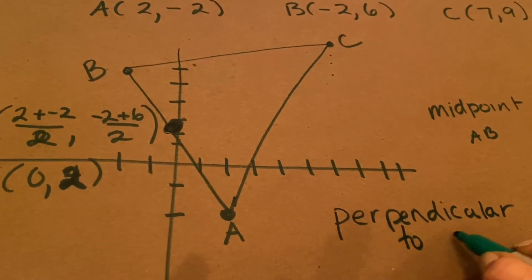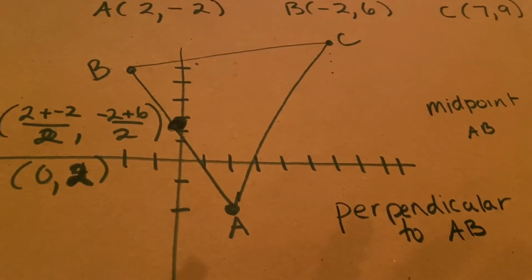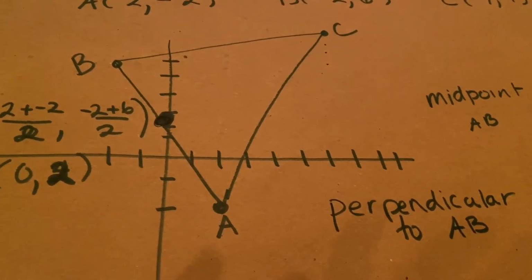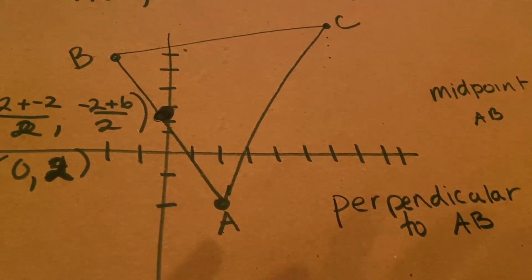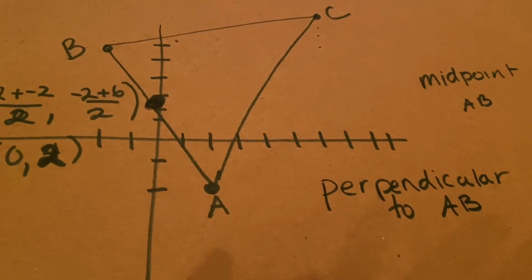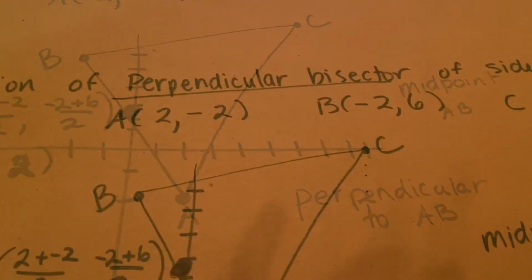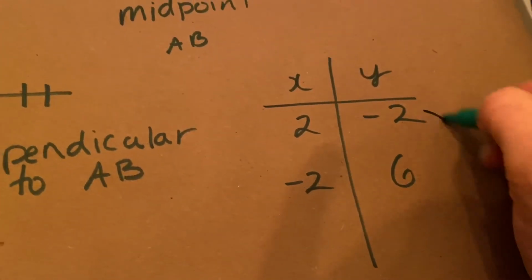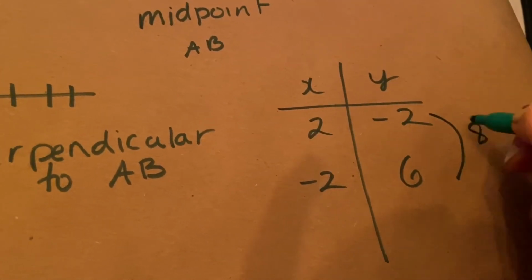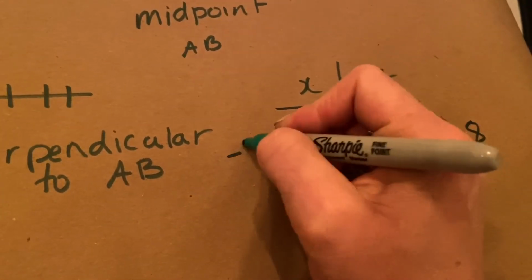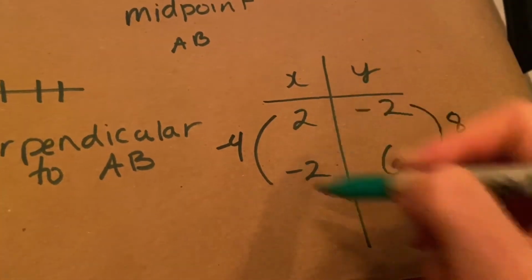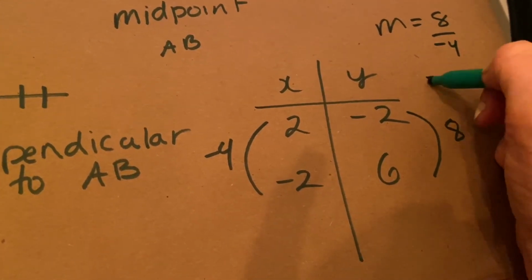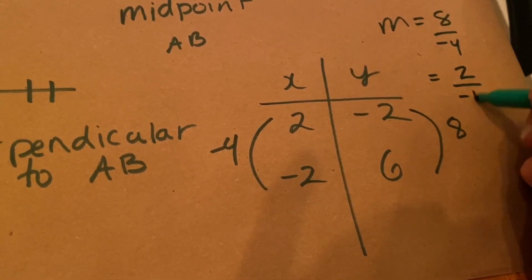I want to find a line that is perpendicular to line segment AB. If I want to find something that's perpendicular to AB, I first need to find the direction or the slope of AB. So let's find the slope of AB right now. I've taken the coordinates for A and B. I put them in a table of values. -2 to 6, I'm going up 8. 2 to -2, I'm going down 4. So this means that the slope is 8 over -4, and that's the same thing as 2 over -1.